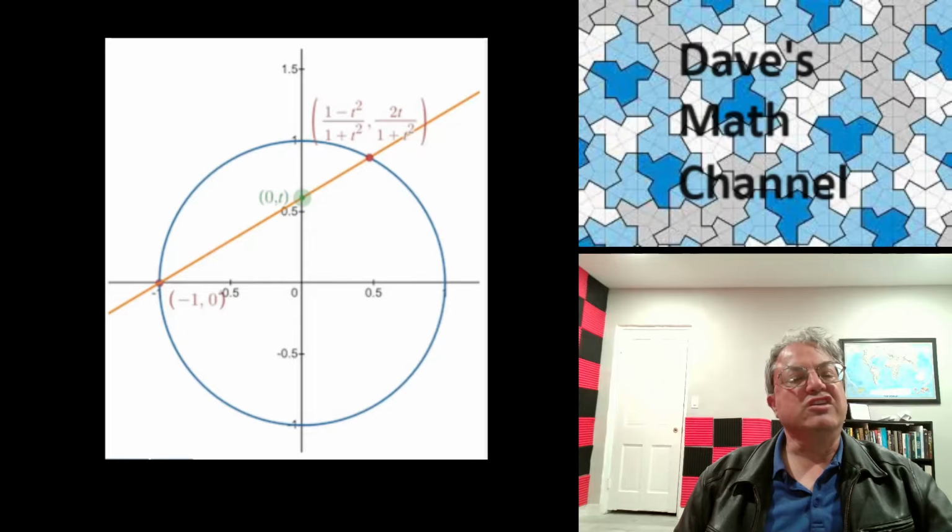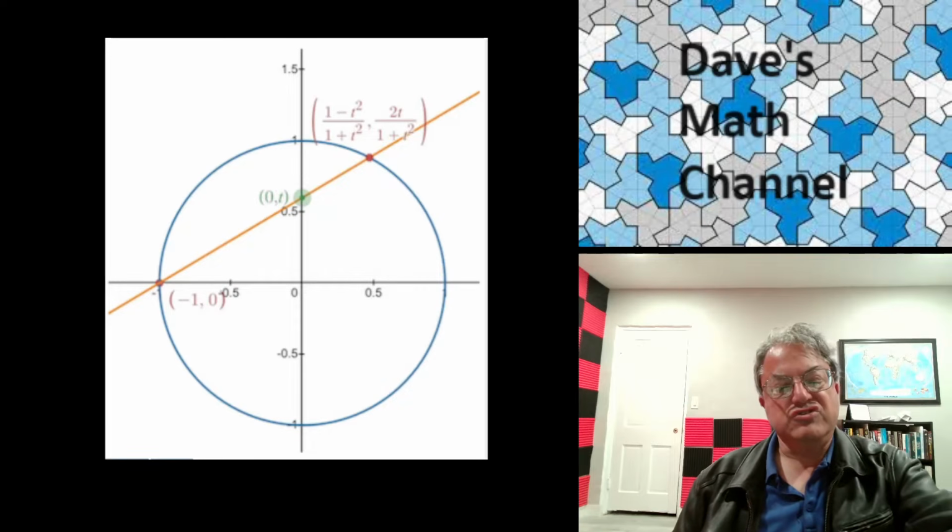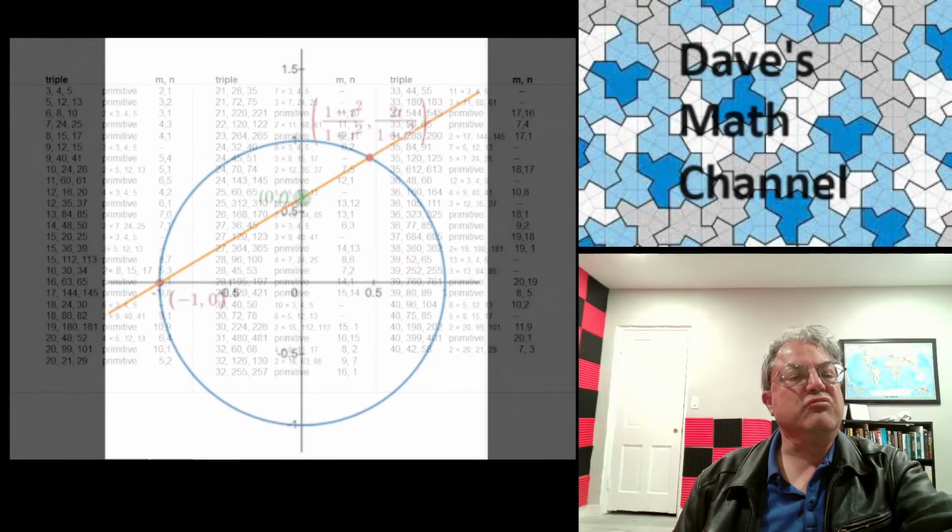And if you let t equal m over n, or n over m, it'll again give you all the primitive Pythagorean triples. I just think that's a nice thing. That's another way you can get them. You can do a geometric construction to get them.